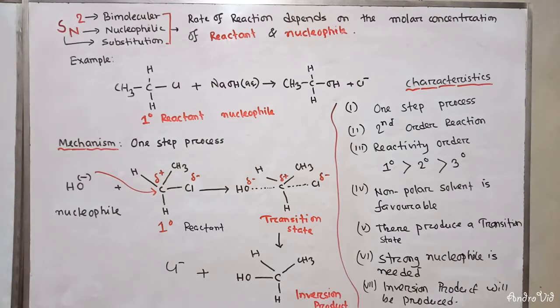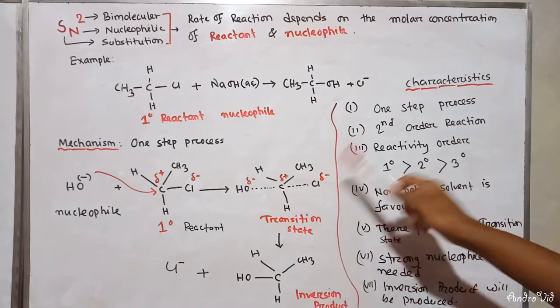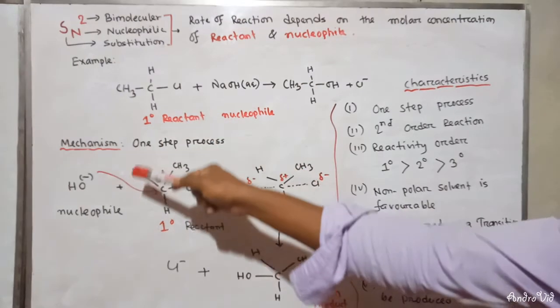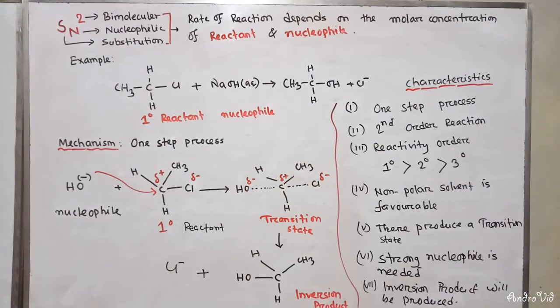After a little bit of time, the carbon-chlorine bond will be broken completely and chloride ion is produced as a leaving group, and the product will be produced. This product is called the inversion product because the geometrical shape of the product and the geometrical shape of the reactant are completely opposite to each other, and that's why the product is called the inversion product.